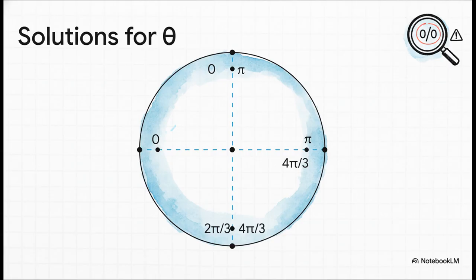Sine theta equals 0 gives us theta equals 0 and pi. Cosine theta equals negative 1/2 gives us 2 pi over 3 and 4 pi over 3. And just like before, you'd want to double-check that the numerator isn't also 0 at these points to make sure you're not dealing with another one of those cusps.